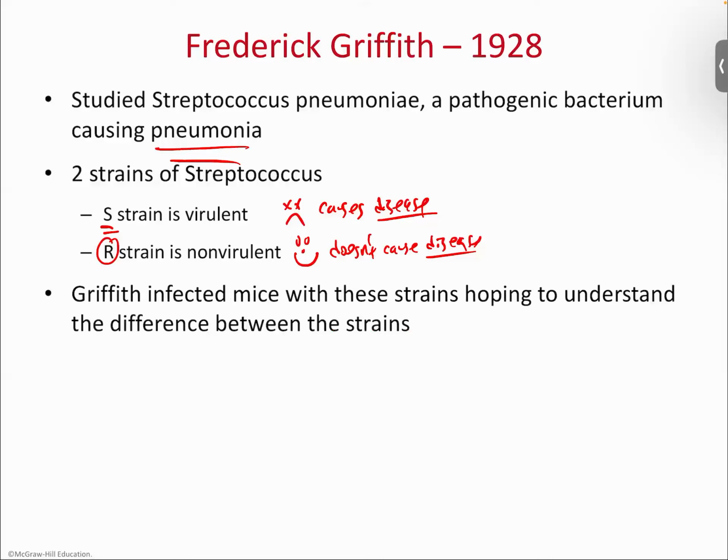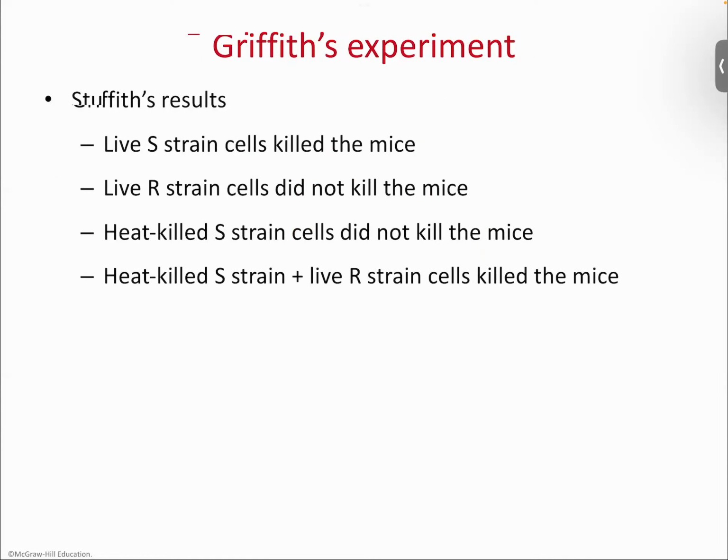So he was working with mice, so not a good place to be, one of Frederick Griffith's mice. What he noticed basically was, he took these mice and he infected them with these different strains. And here's what he got. If he infected his mice with the live S strain, the mice died, which makes sense, right? Because the S strain causes disease, the mice get pneumonia and they die. If he infected them with the R strain, your mice live.